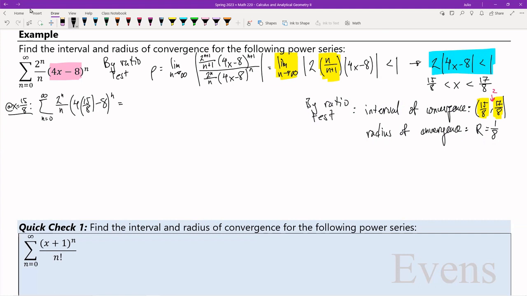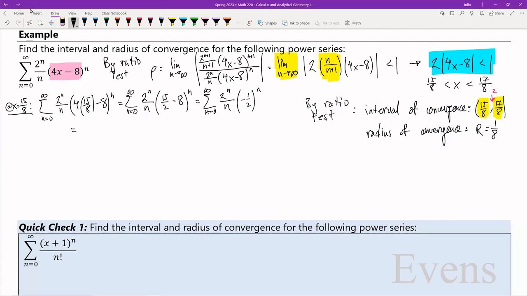This is going to be 2 times, what's this going to be? I'm doing a bunch of mental math in my head right now. 2 to the n over n, 15 over 2 minus 8 to the n, right? What you get left with here is going to be equal to 2 to the n over n, right? Times 1/2, and it's going to be a negative 1/2. Yeah, negative 1/2 to the n.